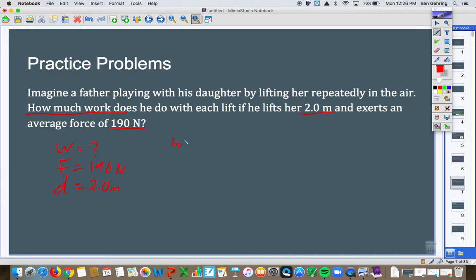So if we use our equation, work equals force times distance, I get work equals 190 newtons times 2 meters, which is equal to 380. Remember, this is joules, or you can say kilograms times meters squared per second squared, or I guess the easier way would have been newtons times meters. Any of those units would have worked for this question.